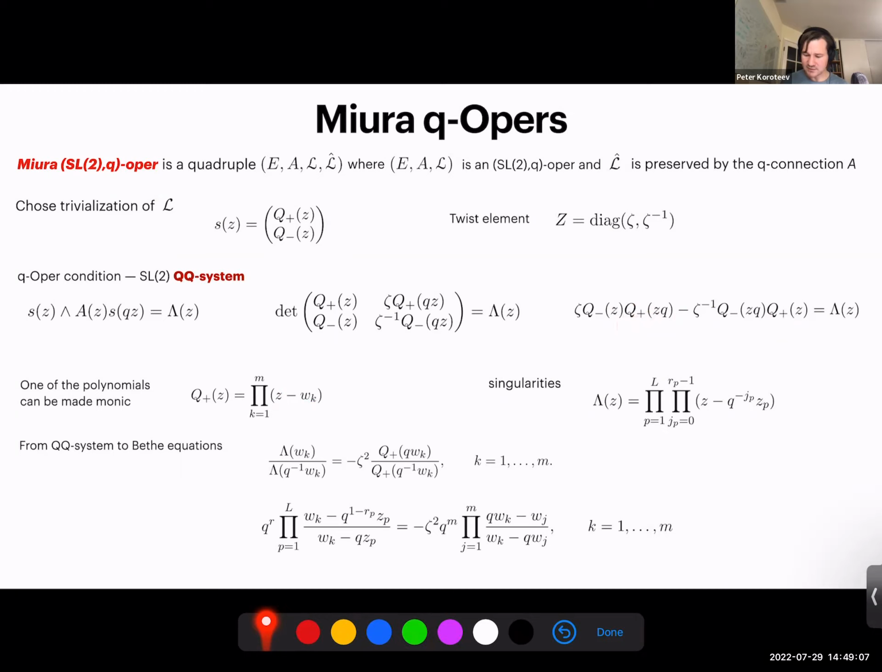So you can do this, and then you do the overall shift of this equation, say by q to the left, by q inverse, and then you'll get another equation. Then you can divide one by the other, and you'll get this equation, which is the Bethe ansatz equation for the XXZ spin chain. So in other words, there's a correspondence between these Miura opers and the space of solutions of the QQ system and the space of solutions of the Bethe equations for XXZ. Well, you need to add some non-degeneracy conditions, but I'm going to gloss over those.